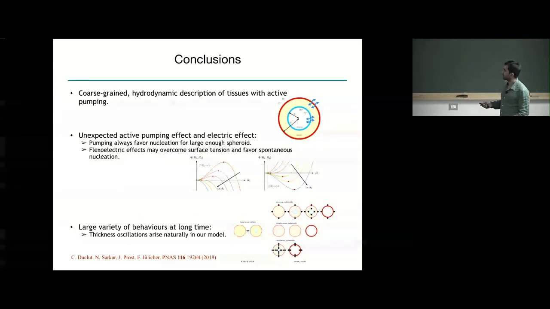So to conclude, we have developed a coarse-grained hydrodynamic description of a spherical tissue with a lumen inside, taking into account electric field effects and pumping effects. As you have seen, flexoelectricity and pumping are very important effects in this kind of tissues, in lumen nucleation effects. And also there's a large variety of behaviors we get at long times. You either get steady states, lumen shrinkage or lumen growth, or all these kinds of possible behaviors, and also oscillations. So this is the conclusion.